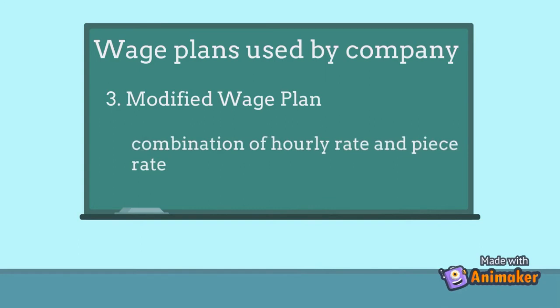Modified wage plan is the combination of hourly rate plan and piece rate plan, wherein the employer sets a quota for production that needs to be reached, and the basis of the wage is the hours worked. When the employee exceeds the quota, then that's when additional payment is being added.